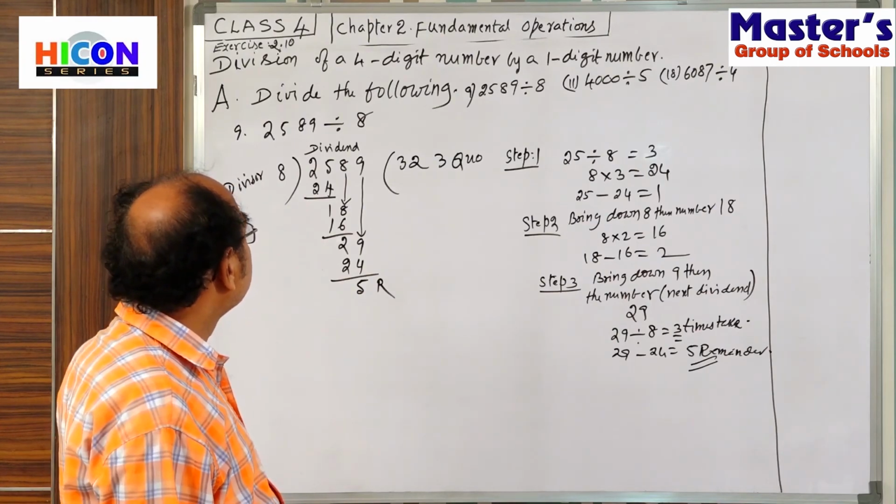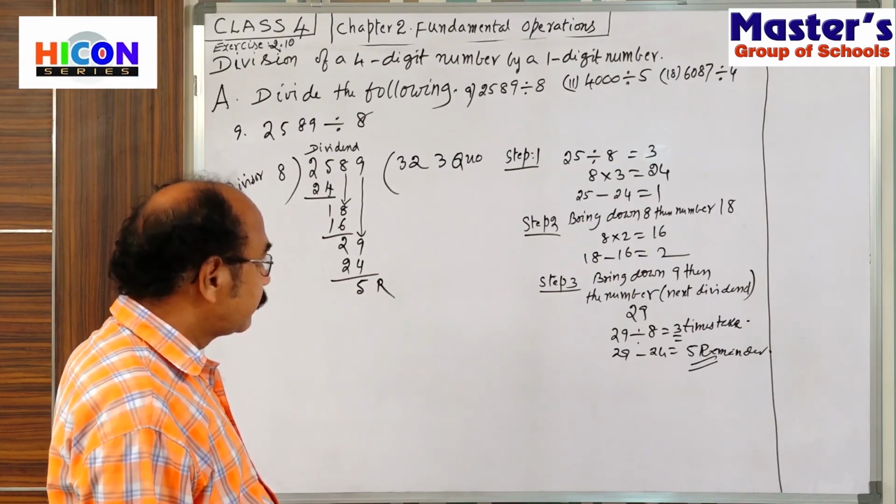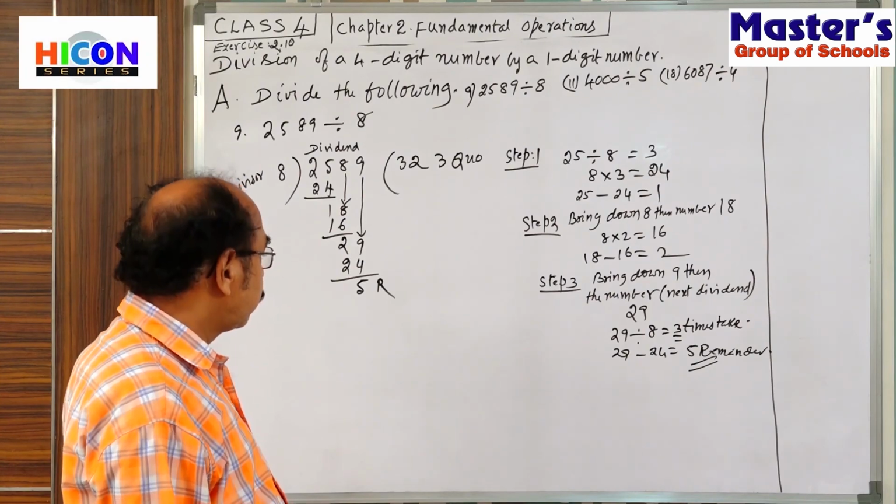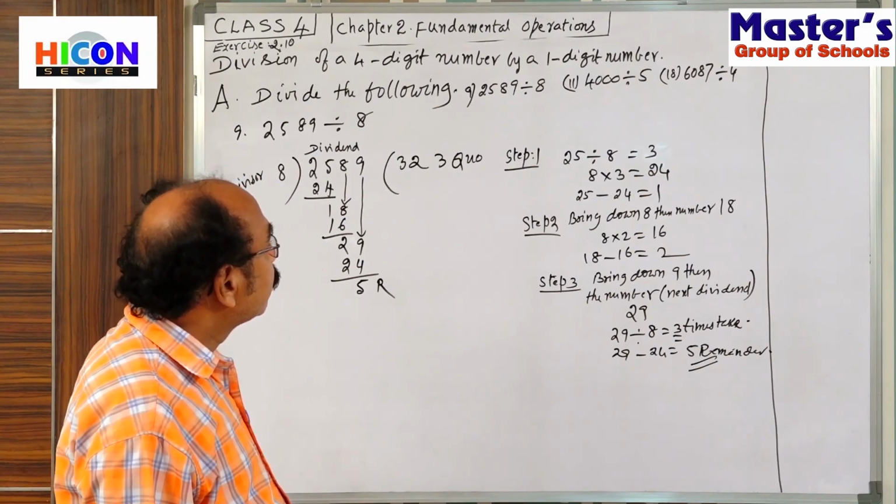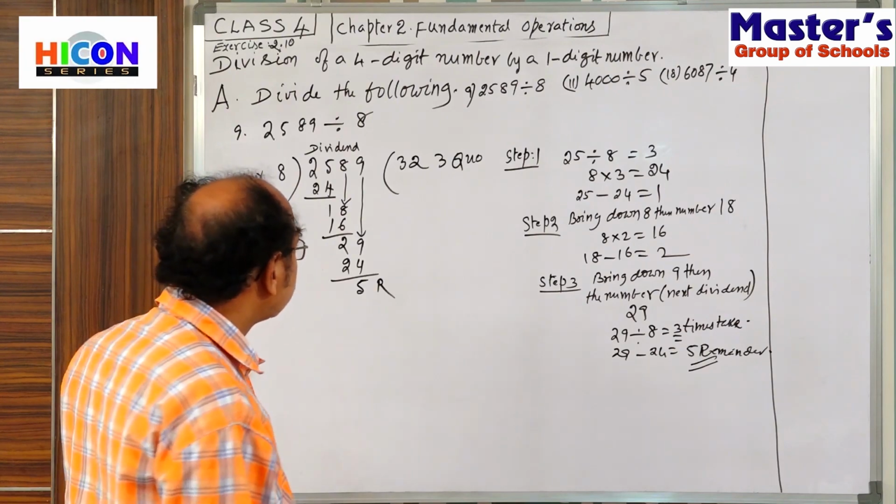Like this. Okay, children, now come to another question. What is that? 4,000 divided by 5. See, children, that one.